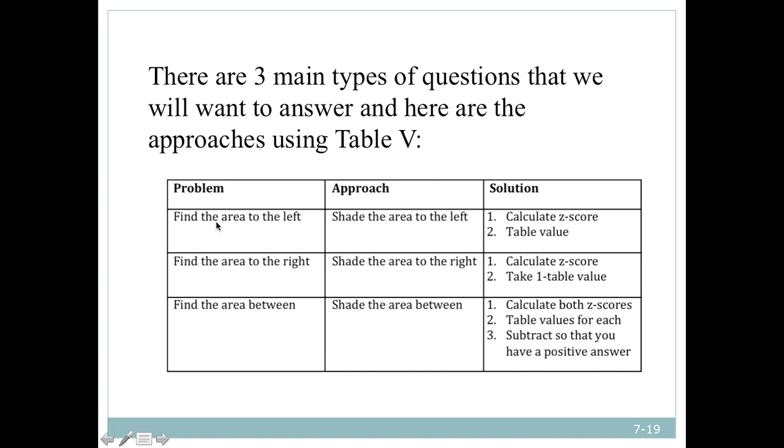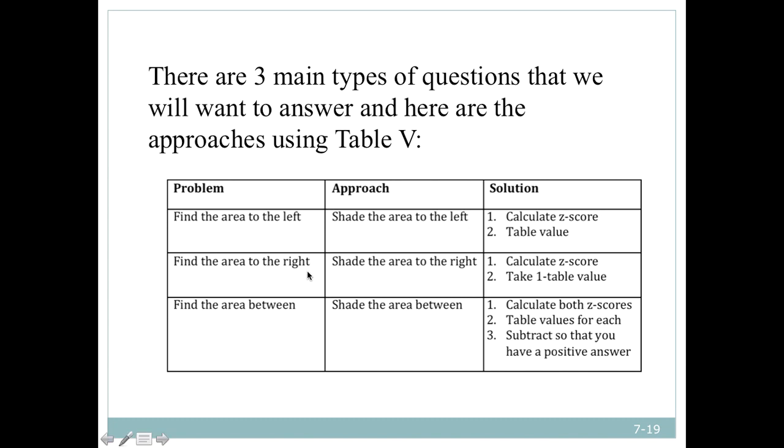The first is going to be if you're trying to find the area to the left. Okay, so in order to find the area to the left, really what you're doing is you're taking your normal curve and you're shading to the left. And in order to solve those types of problems, all you have to do is calculate a z-score and then look the value up on the table. I'm also going to show you guys how to do this in StatCrunch in a few slides.